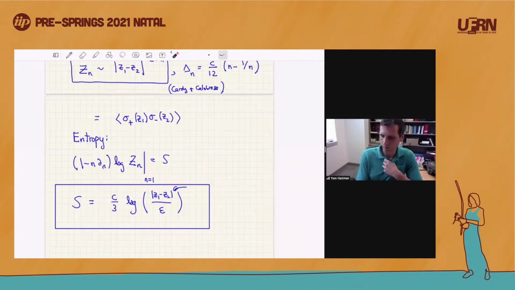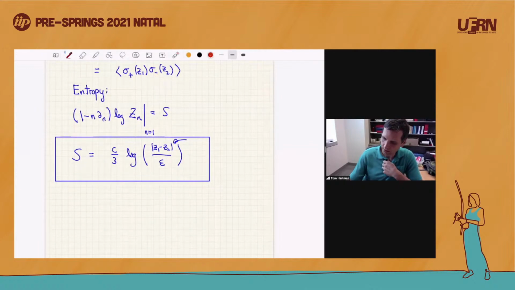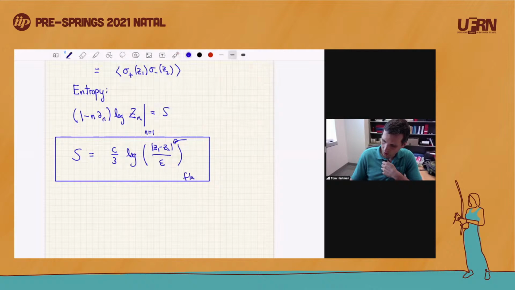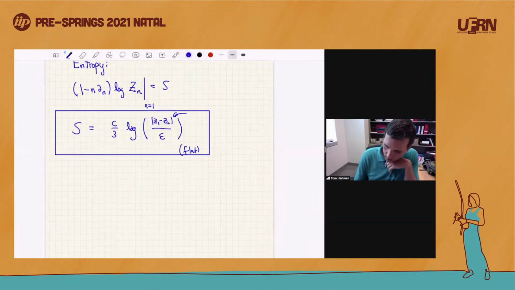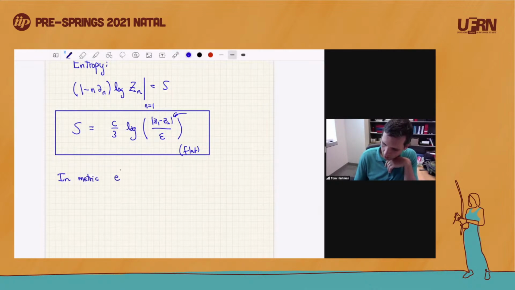Okay, so that's the answer to this CFT entanglement entropy in flat space. Now, we're actually interested not in flat space, but in conformally flat space. So we want to look at the metric e to the 2 rho dz dz bar.